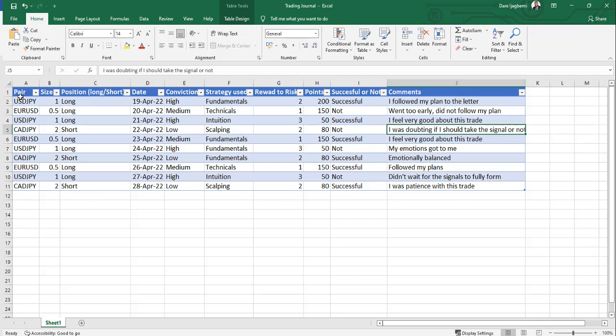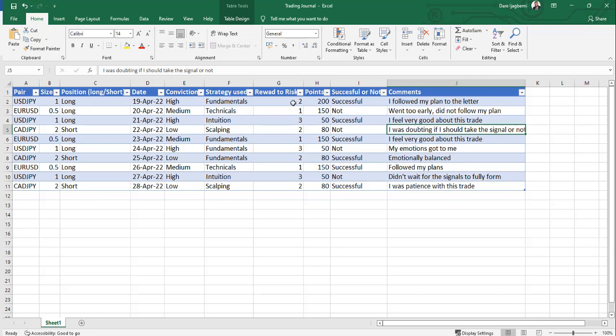So I include the pair, the size, the position, date, conviction, strategy used, reward risk ratio, number of points, success or failure, and your comment. Take for example, these are all sample trades. USD/JPY, I took 1 standard lot. It was a buy position on the 19th of April. I had a very high conviction about the trade. I used a fundamental, it was a news trade, and the risk reward was 2 to 1.